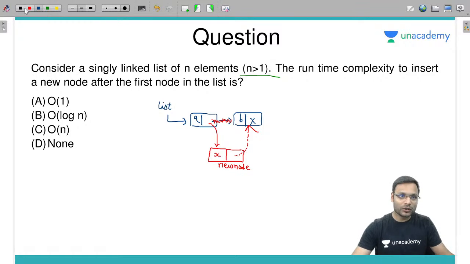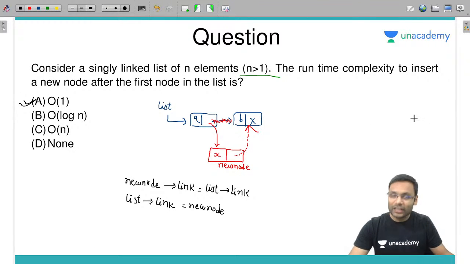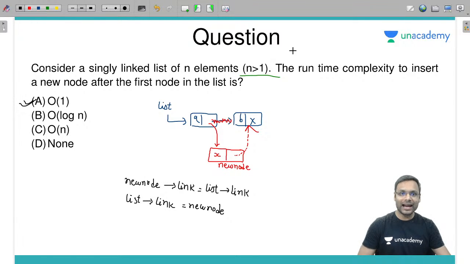So what should be the statement I should write? The new node's link part should be updated by this node, which is list ka link, the second node's address, and this list ka link I'll have to update by what? New node, so that new node can be pointed as the second node. How much time for only 2 statements? Constant time. If you will be having 1000 elements also, only constant time is required to do this operation. Answer is A. Got it? Understood that? I hope that was very simple.